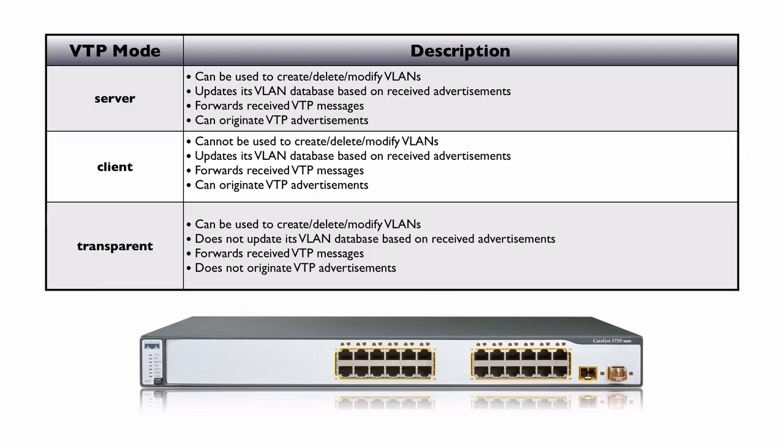And transparent mode can help us out in this way. If we don't want to run VTP on a switch, there's not a way to turn it off. You cannot say no VTP and turn it off. It's going to be running on your Cisco Catalyst switch. The closest thing you can get to turning off VTP is to make that switch run in transparent mode, because that switch is not going to be updating its database based on received advertisements. It's not going to be sourcing advertisements, but it's not going to block VTP messages that are flowing through the VTP domain.